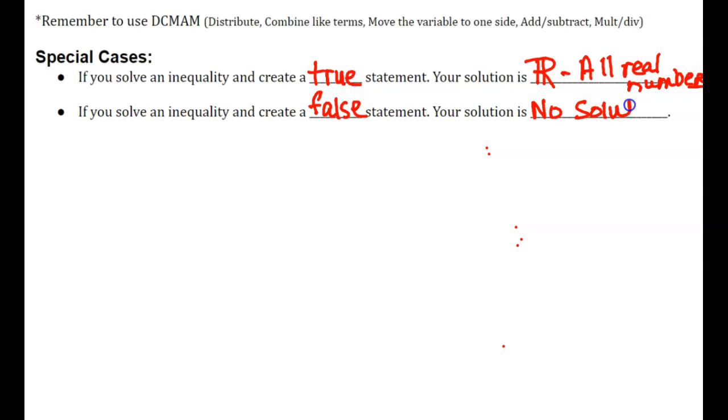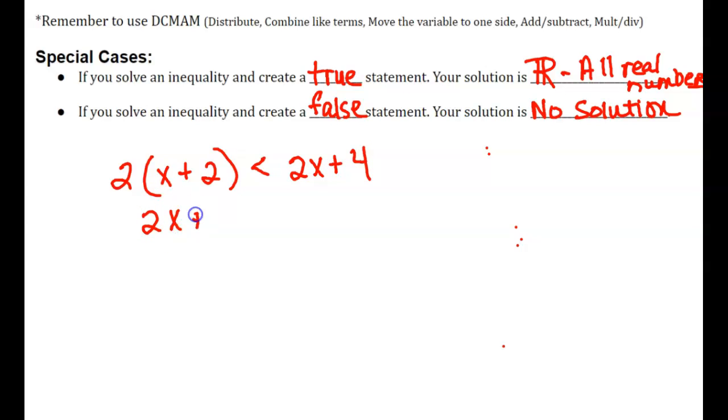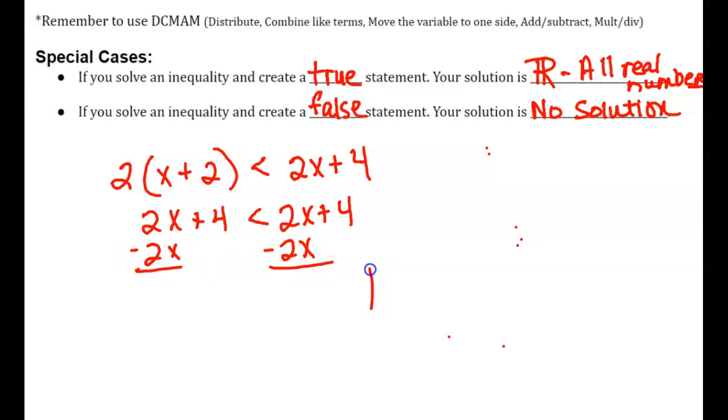Let me give you a quick example of something like that. If I had the inequality 2 times x plus 2 is less than 2x plus 4, watch what happens. We distribute and get 2x plus 4 is less than 2x plus 4. When we move the variable and bring the 2x to the other side, our variables cancel out, and we're left with 4 is less than 4.